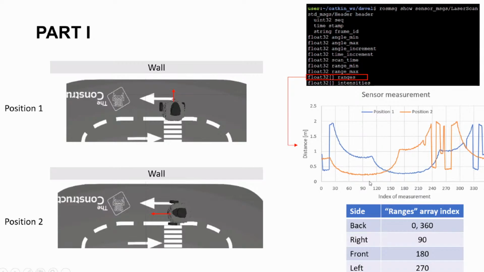What we see here is that the minimum is given for position 1, for example, which is the blue line, at index 180. And for the second position, it's at index 90. So this is important for us because we're using this measurement to measure the distance from the wall, and then we can move based on that information.